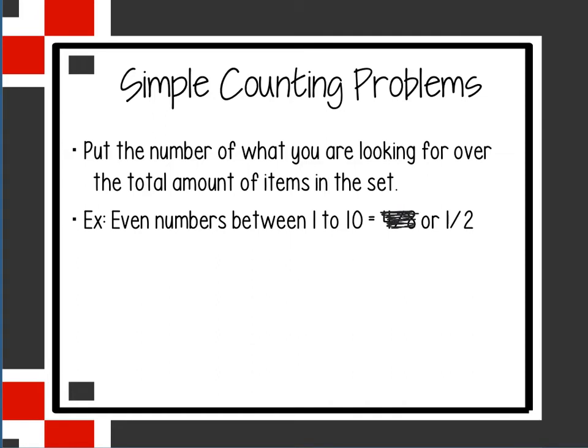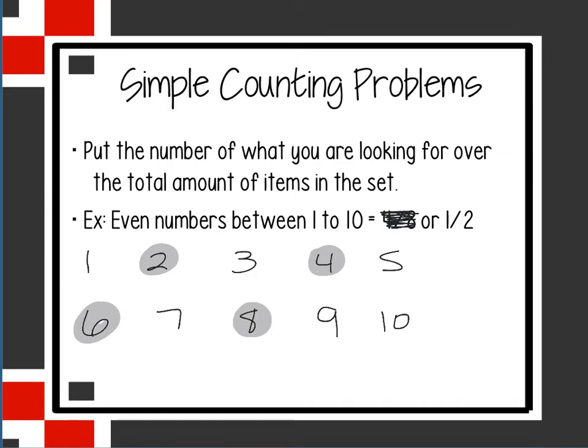Ignore that. So the numbers 1 to 10 would be 1, 2, 3, 4, 5, 6, 7, 8, 9, 10. Which of these are even? 2, 4, 6, 8, 10. How many of them are there? 5. So if I ask you what's the probability of picking an even number, you would put 5 over 10. So the odds are 1/2, like flipping a coin, okay? They call them simple counting problems for a reason.